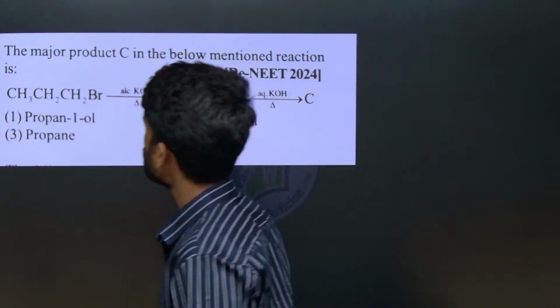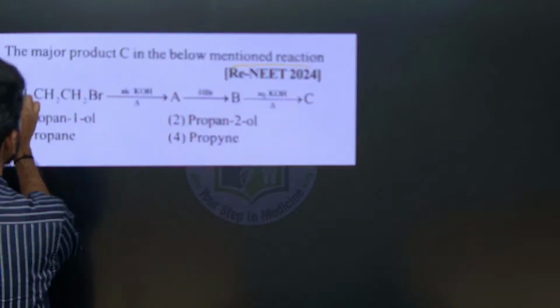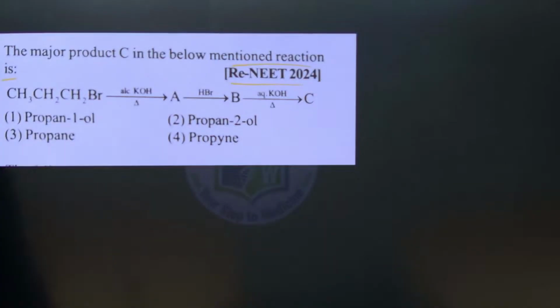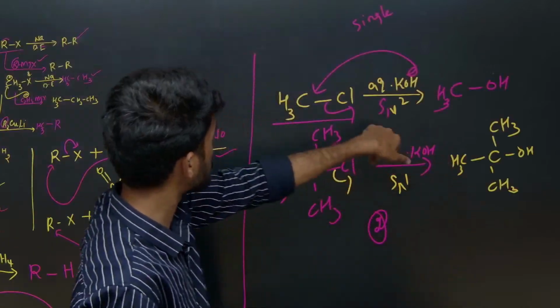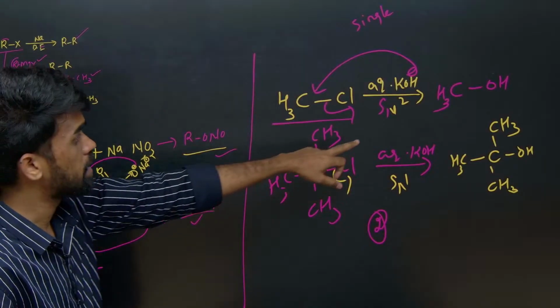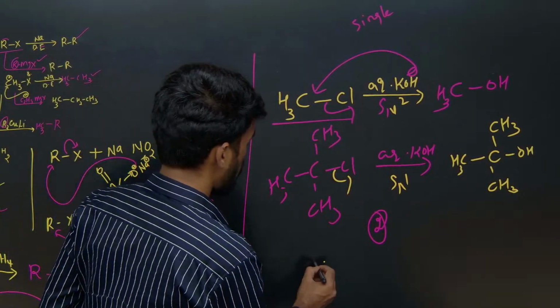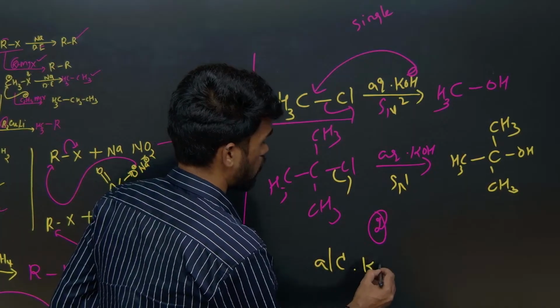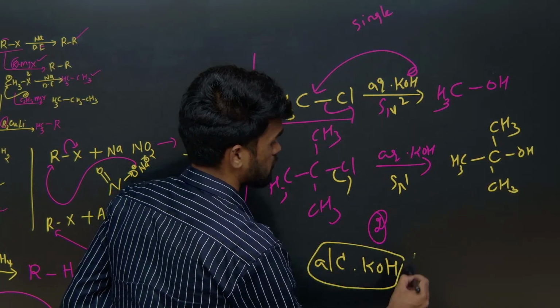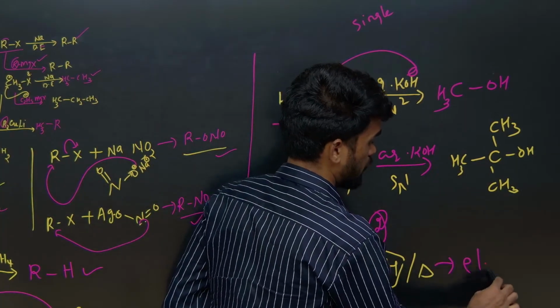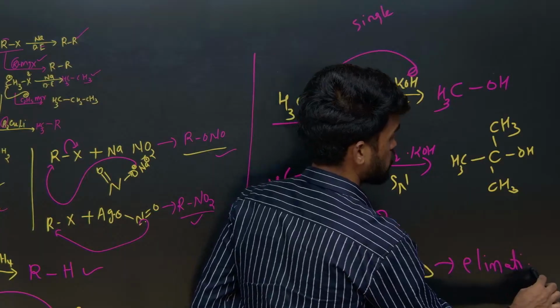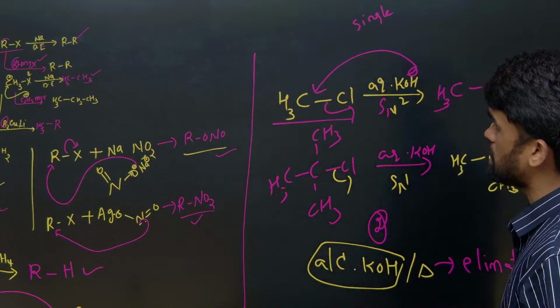Now let us move on and discuss some previous year questions. We have an alkyl halide treated with alcoholic KOH. Here I told you aqueous in the last discussion, aqueous KOH. Whenever you see alcoholic KOH with some heating, you can directly get the idea of an elimination reaction. So what happens exactly in an elimination reaction?